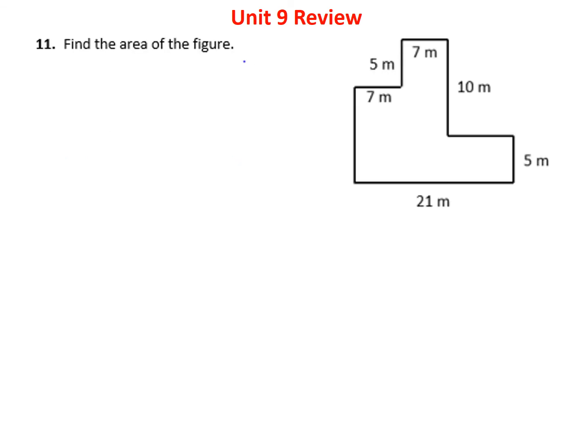Figure 11, they ask us to find the area of the figure. Well, you'll notice that it's irregular, so the first thing we're going to do here is divide it into 3 rectangles. So I'm going to draw a line here and mark out area 1, another one here, area 2, and then area 3. Now all I have to do is find the area of each rectangle, which is just base times height, and then I can add them together to find the total area.